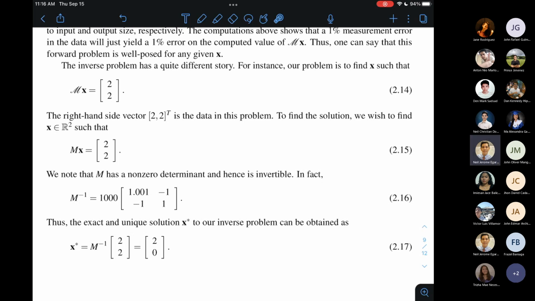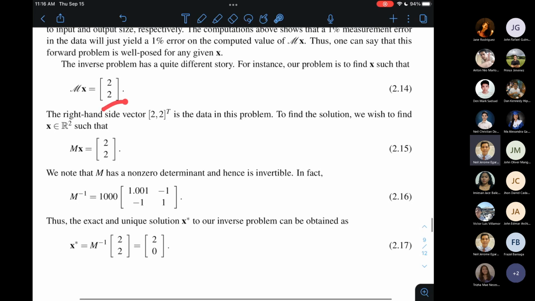Let's see. So consider the same matrix multiplication problem, the same operator, curly M with the same matrix capital M. And our problem now is an inverse one, wherein we want to find what is the vector X that should be applied to the operator M to get the vector 2, 2. Inverse problem na to kasi hinahanap natin ano dapat yung vector X na magiging input dun sa forward operator such that we get the desired output 2, 2. So it is a specific inverse problem kasi specific yung data na gusto nating i-match. Gusto ko by hook or by crook makakuha ng 2, 2 na solution.